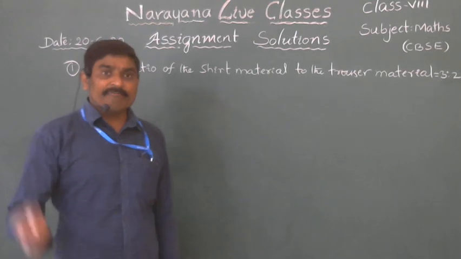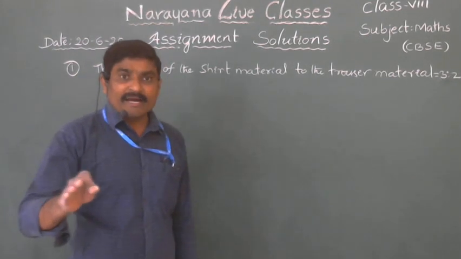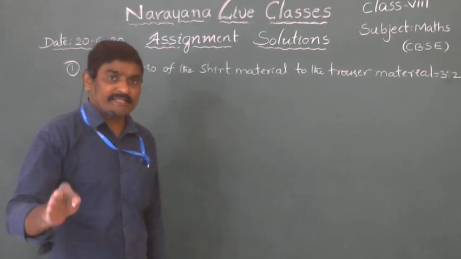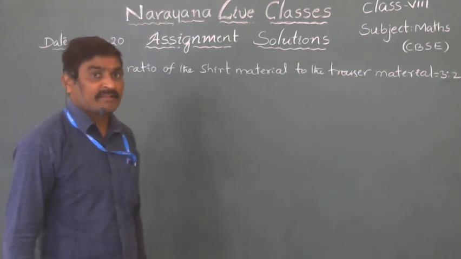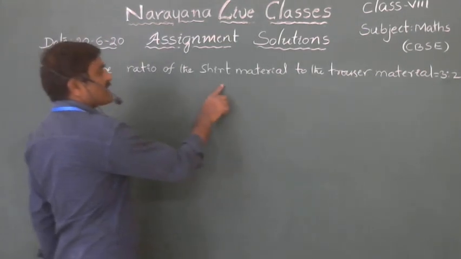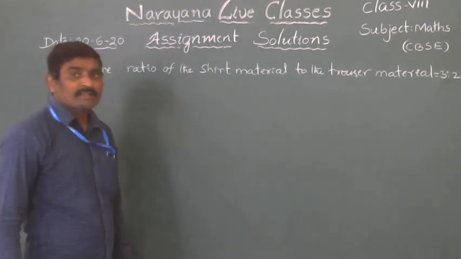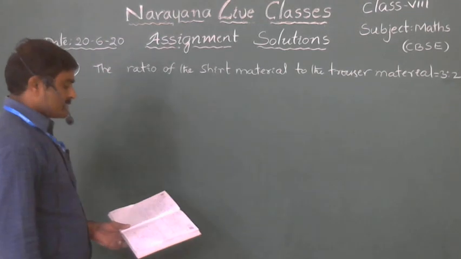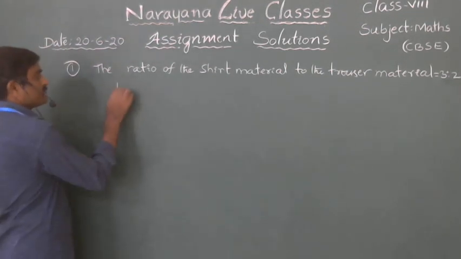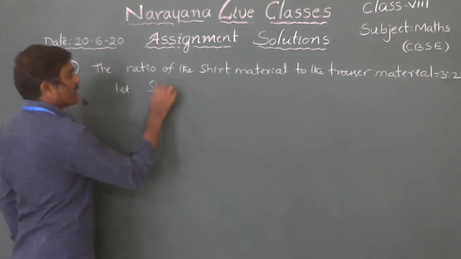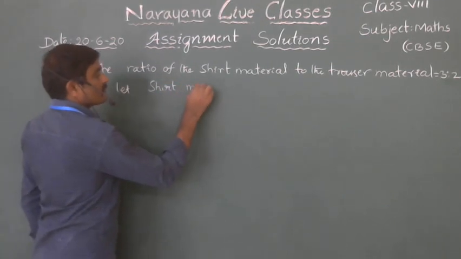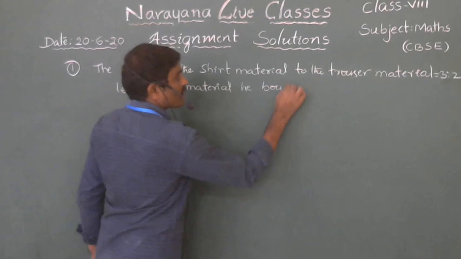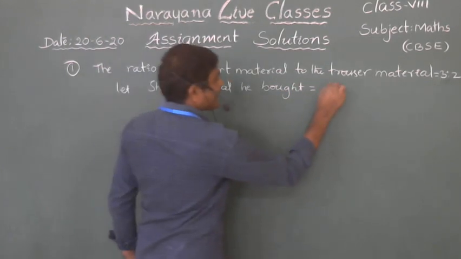He buys for every 3 meters of the shirt material, 2 meters of the trouser material. So the ratio of the shirt material to the trouser material is equal to 3:2. So here, let the shirt material he bought be equal to 3x meters.